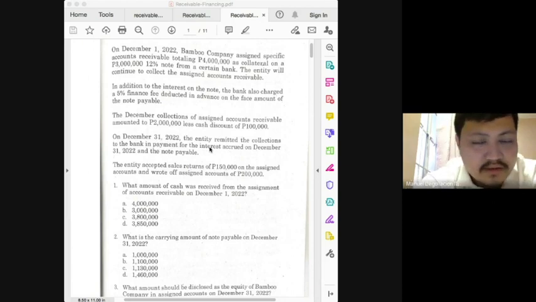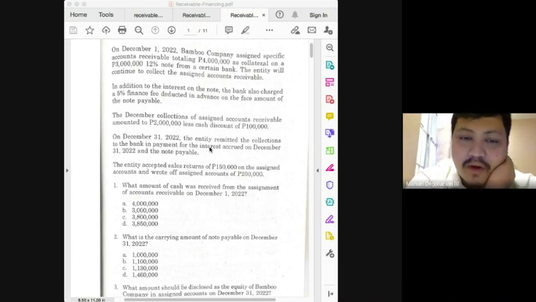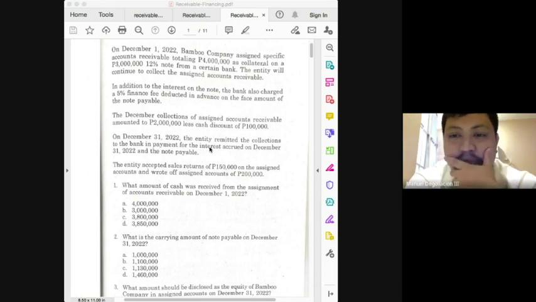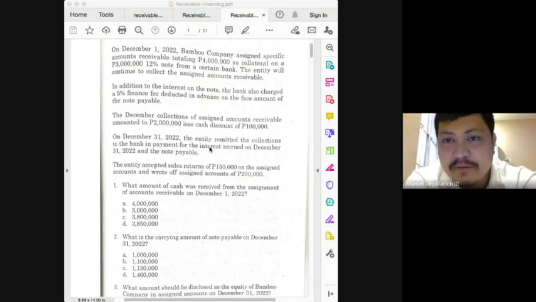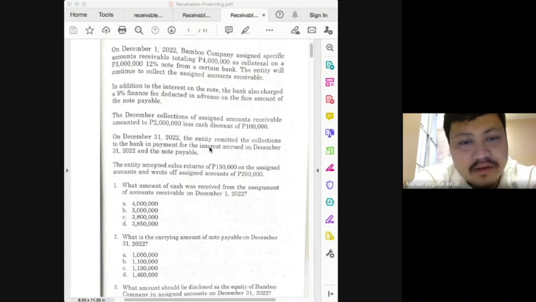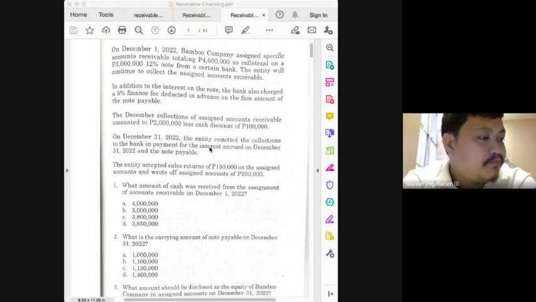Because understand that the 3 million there represents the principal of our liability. Okay, and the 1,900,000 that we are paying will be applied first to the amount of interest that has already accrued. If you can recall in your obligations and contracts, if payments are made, payments are to be applied first to the interest before the principal. And from December 1 to December 31, there is already interest that has accrued. Interest equivalent for 1 month.